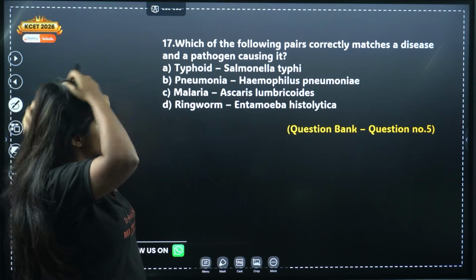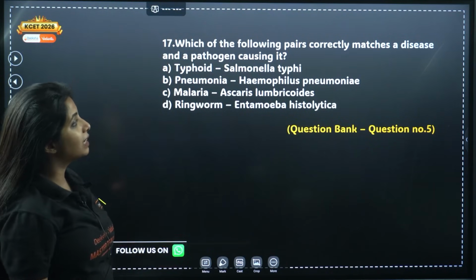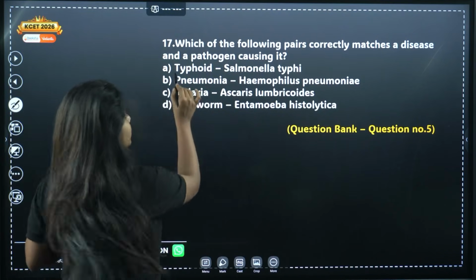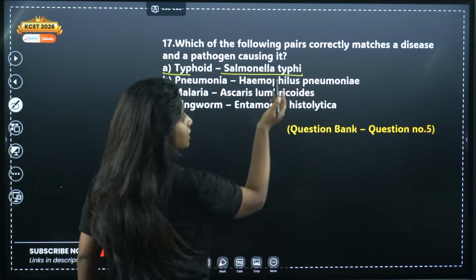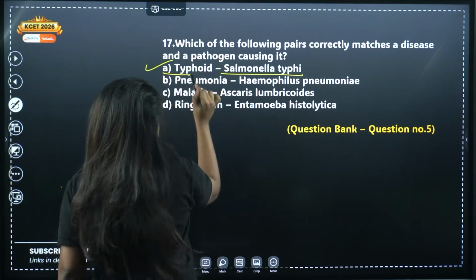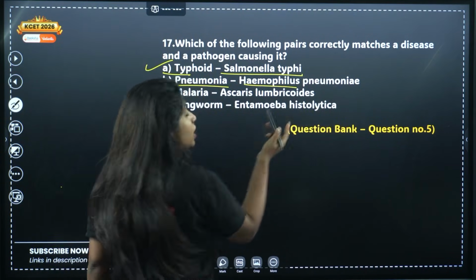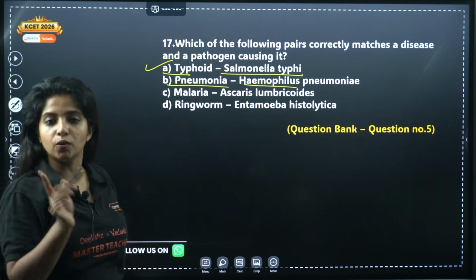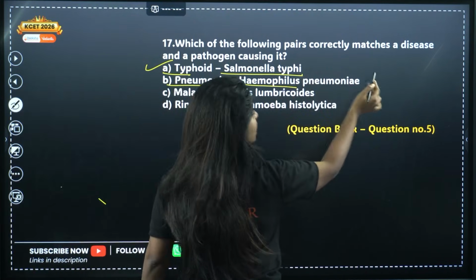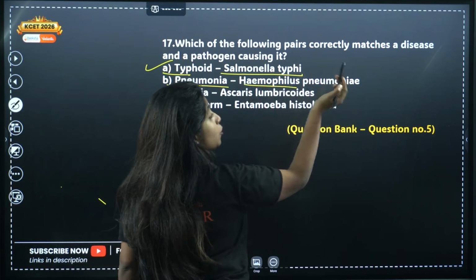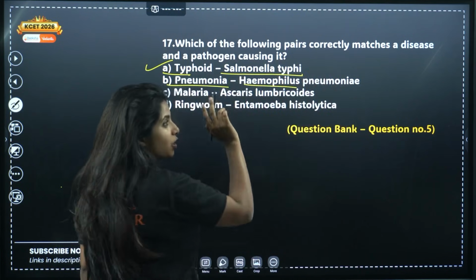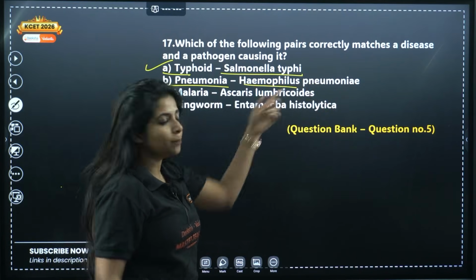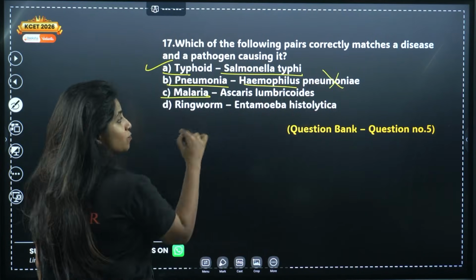Now question bank question number 5. Which of the following pairs correctly matches a disease and a pathogen causing it? So you have to tell the correct pair. Typhoid is caused by Salmonella typhi. It's a bacteria. Is it correct? Yes. Pneumonia is also caused by Haemophilus pneumoniae. Haemophilus was there, so is this correct? No. It was Haemophilus influenzae and Streptococcus pneumoniae which were causing pneumonia. Two different bacteria were there which were causing pneumonia, but here they have mixed both of them. So this is wrong.